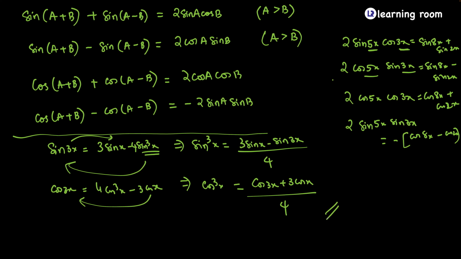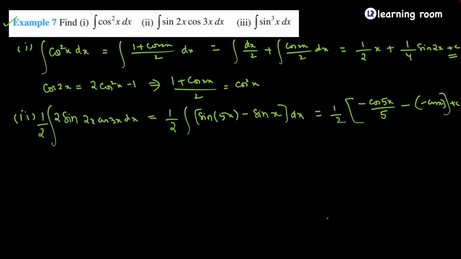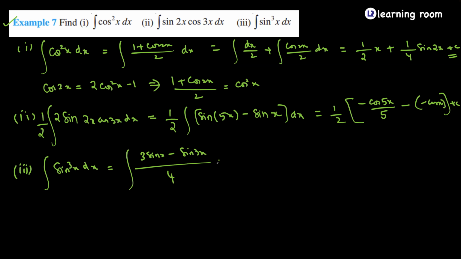So the third question is the integral of sine cube x dx. So what is the integral of sine cube x dx? That's going to be the integral of (3 sine x minus sine 3x), the whole divided by 4, times dx. So this will be 3 by 4 times the integral of sine x dx minus 1 by 4 times the integral of sine 3x dx.